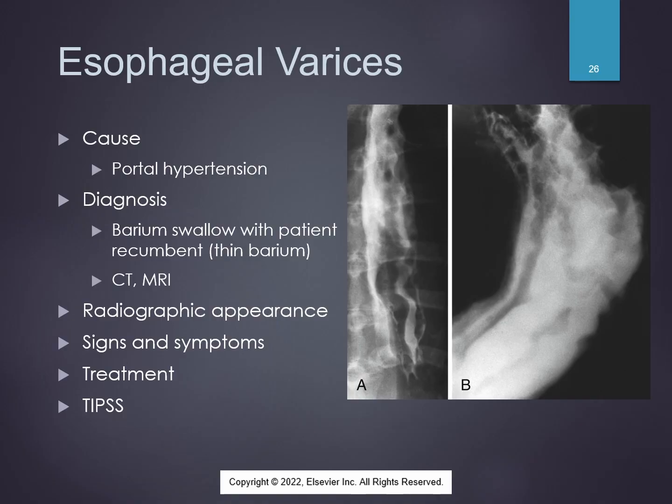Conditions that cause resistance to the normal blood flow through the liver cause a bypass of the normal venous drainage mechanism. Instead, blood is directed through the esophageal and gastric collateral veins. The increase in the blood flow through these channels result in venous dilation and formation of varices.